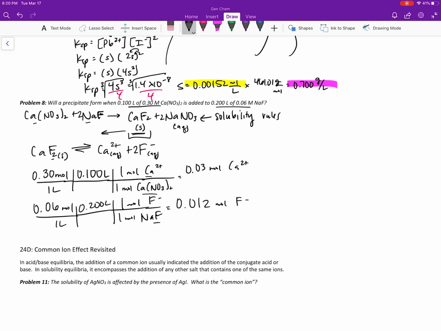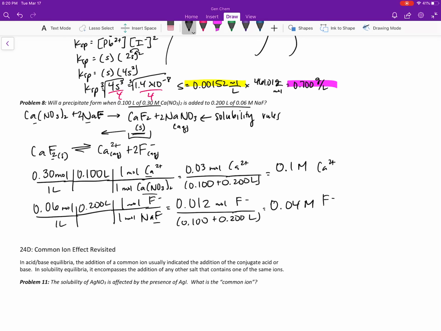Now I need molarity. That's what S is, and to do that I'm going to have to divide by my new volume. So very similar to some of those titration problems we did a few lessons back. So I'm going to take my new total volume and divide each number of moles by that, and I get a molarity of calcium of 0.1 molar and 0.04 molar for fluoride. So these are my S values.